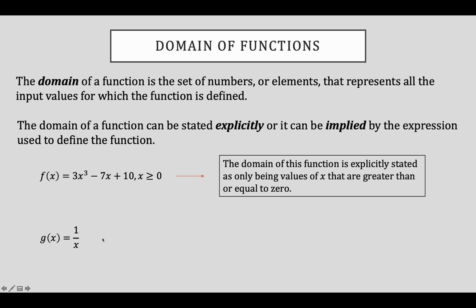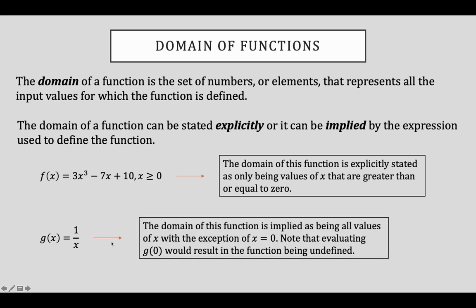Here we have the function g of x equals 1 over x. Now notice there is no explicitly stated domain next to this function. However, the domain is implied: x cannot equal 0. As you may recall, we cannot divide by 0. Doing so causes a function to be undefined. So our domain in this case would be all real values of x with the exception of x equals 0.